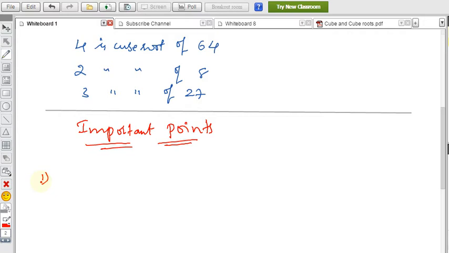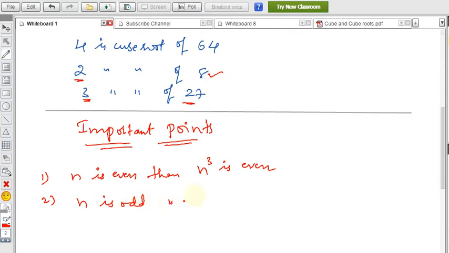if n is an even number, then n cube is also even. For example, if you take 2, 2 is the cube root of 8, then 8 is the cube of 2. So if 2 is an even number, then 8 also is an even number. If n is even, then n cube is also an even number. Similarly, 3 cube is equal to 27 here. So if n is an odd number, then n cube is also an odd number.